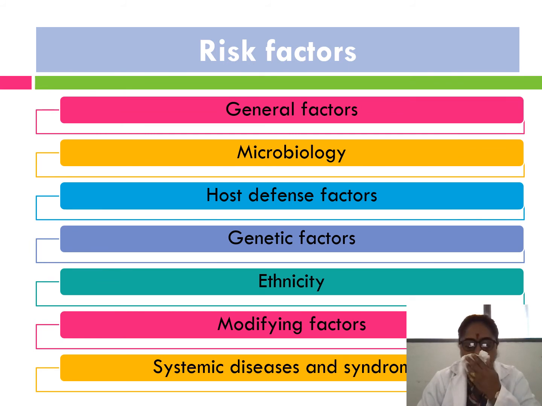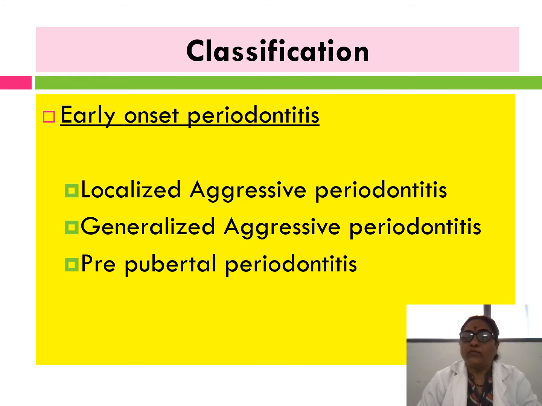Host defense factors: if your defense mechanism is not good, then you will have this kind of disease. Genetic factors also cause it, for example certain diseases run genetically in the family. Modifying factors are like mouth breathing. Children with systemic diseases are also at risk for periodontal disease. Usually periodontal disease is not common in children, but let us see what children have if there is periodontal involvement.